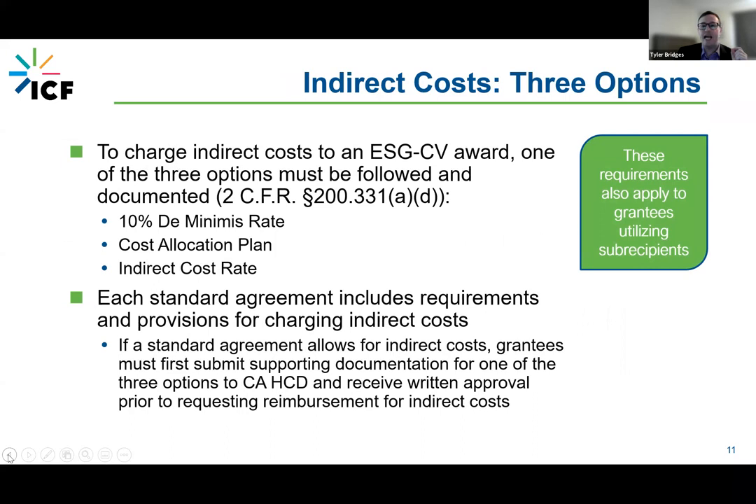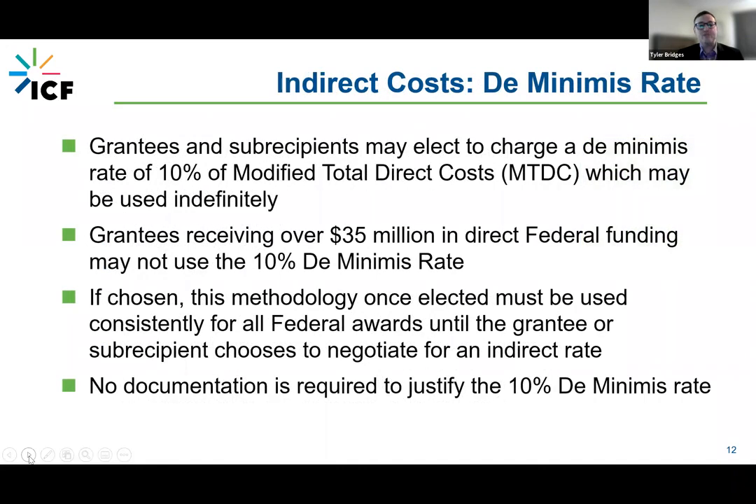First, we will look at the de minimis rate. Grantees and subrecipients may elect to charge a de minimis rate of 10% of modified total direct costs, which may be used indefinitely. Grantees receiving over 35 million in direct federal funding, however, may not use the 10% de minimis rate. If chosen, this methodology, once elected, must be used consistently for all federal awards until the grantee or subrecipient chooses to negotiate for an indirect rate. Finally, no documentation is required to justify the use of the 10% de minimis rate.